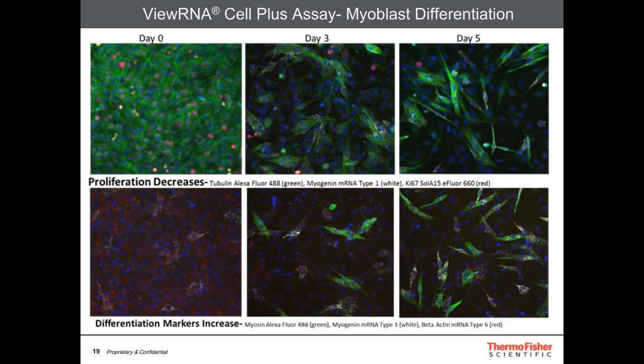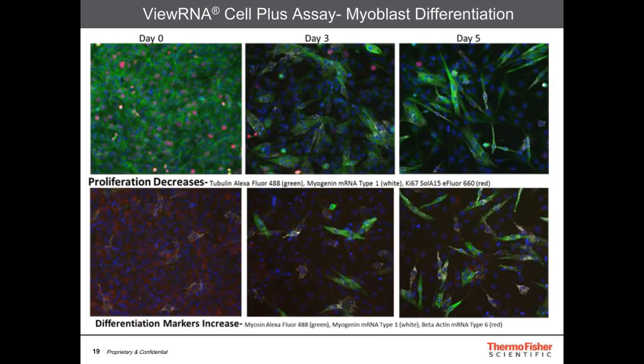We can see that the number of pink cells is decreasing as we move from day 0 to day 5, as the cells really start to differentiate. They stop dividing and start differentiating. We also see that the amount of myogenin, which is shown as white dots, increases in cells as we move from day 0 to day 5, indicating that these cells are upregulating myogenin and starting to differentiate.